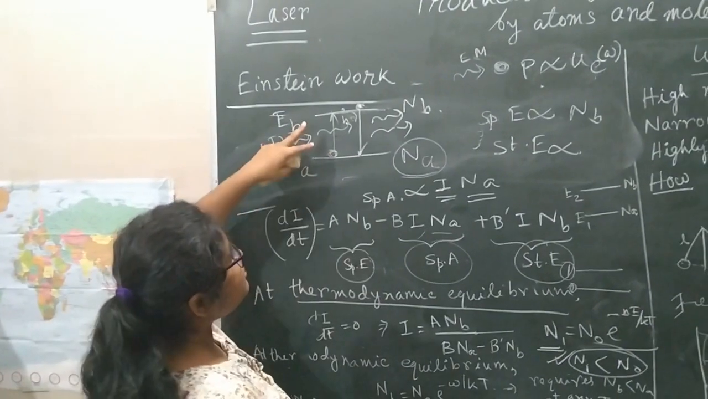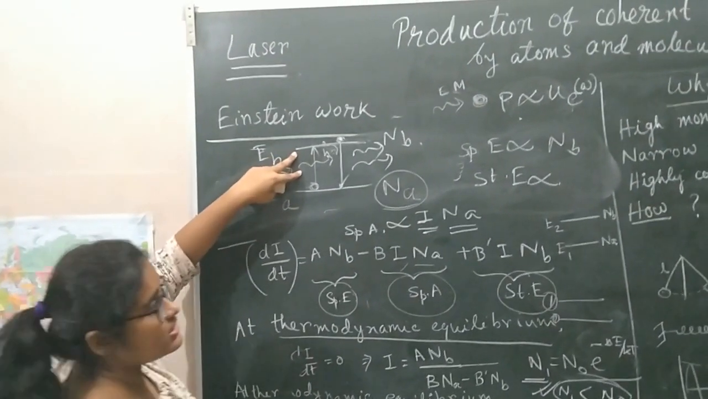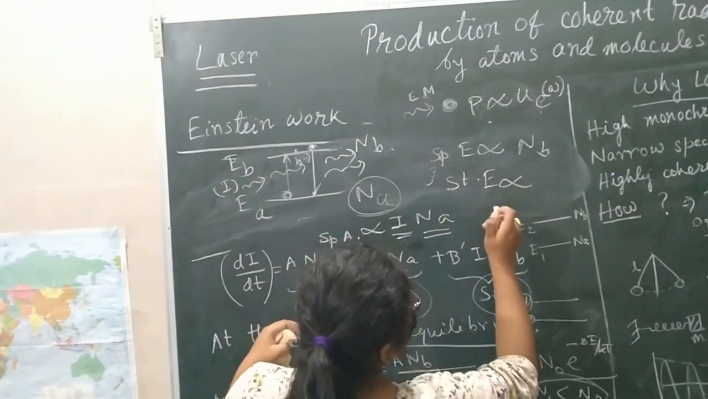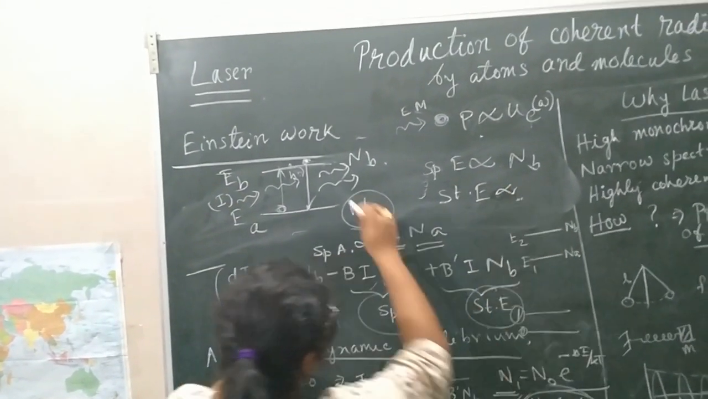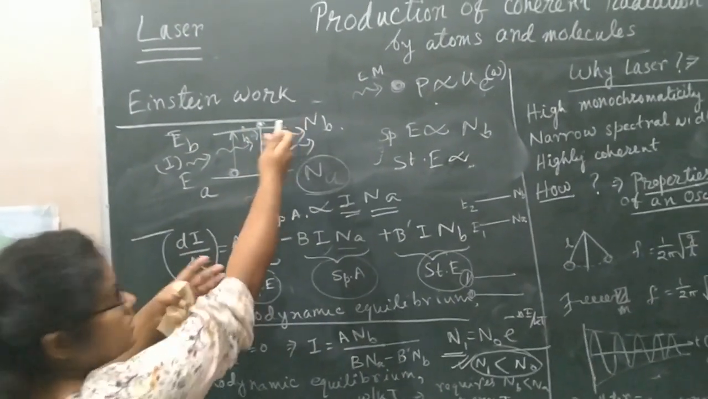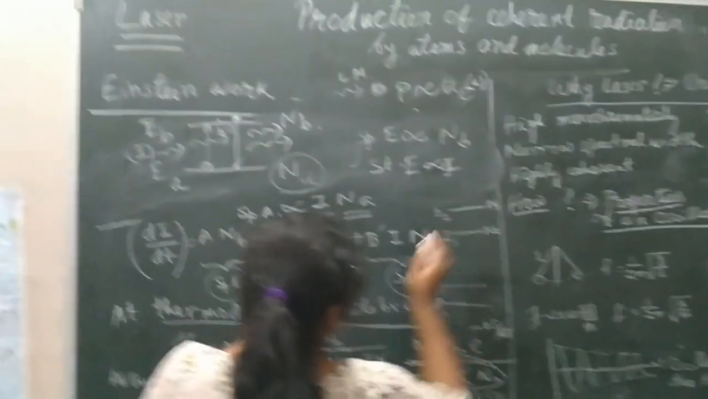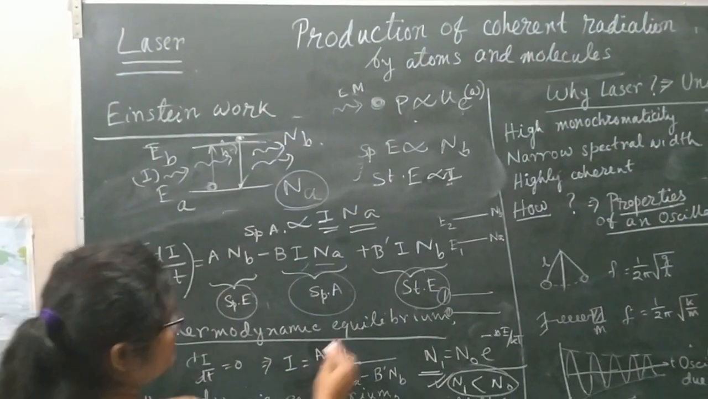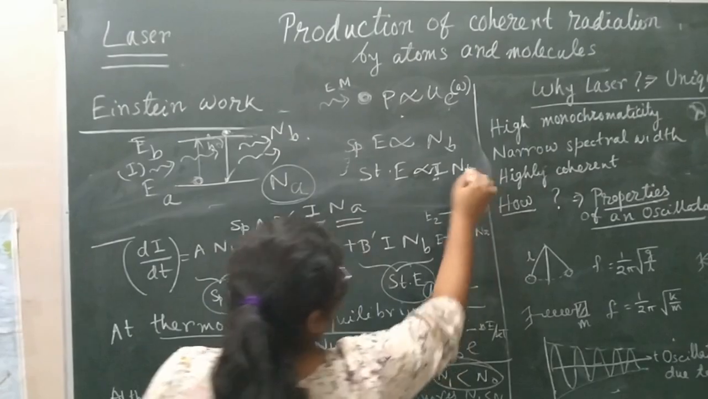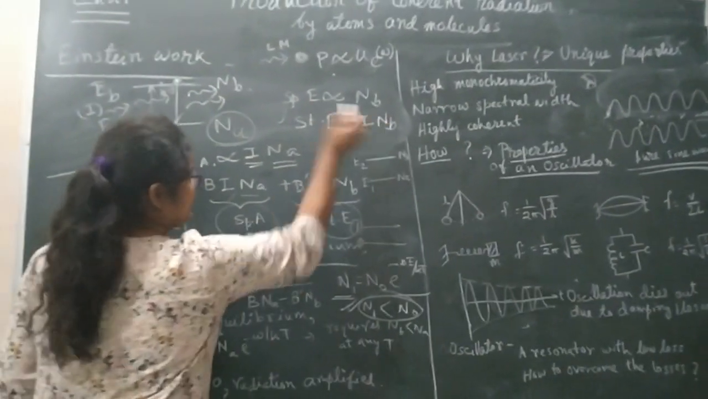This should be proportional to the incident radiation, incident electric field or incident energy density, and also it should be proportional to the number of atoms which are staying at the excited state. So this should be proportional to the intensity or energy density of the electric field and Nb. So stimulated emission is proportional to I Nb.